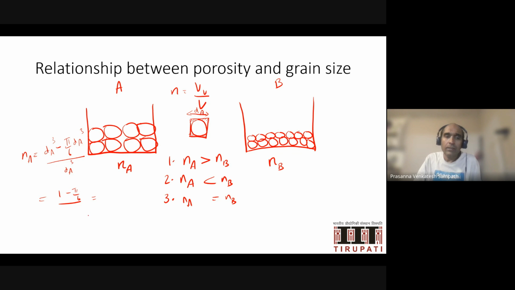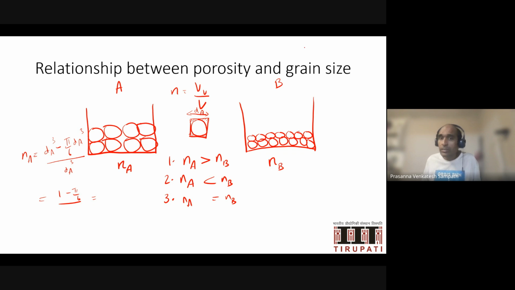Right. So 1 minus pi by 6. So that is 1 minus 2.86 by 6, something like that. So it will be around 0.45 or whatever it is. Close. So this will be okay. Now what I'm trying to say is, you see what happened when I solved for NA. The answer that I got was independent of DA.